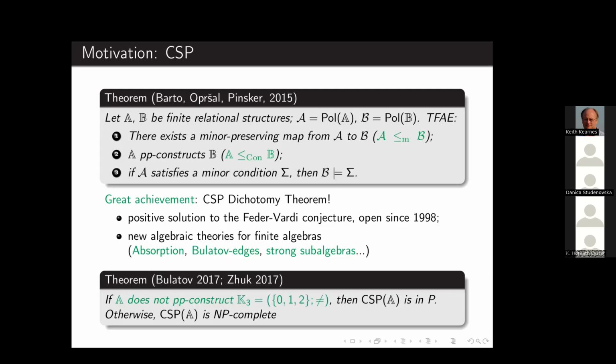Please, next slide. Here Peter already showed you that it is equivalent to say that A does not PP construct the complete graph on 3 elements, and this is equivalent to say that, for instance, the polymorphism clone of A does not satisfy any non-trivial minor condition, and so on.